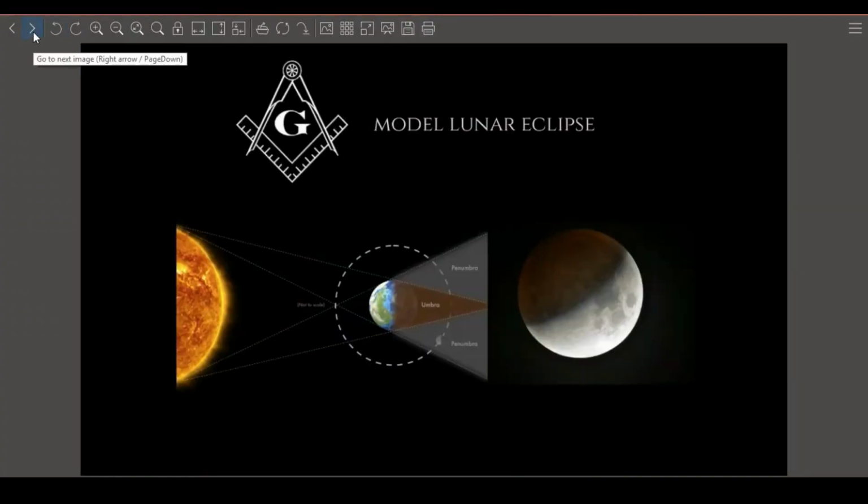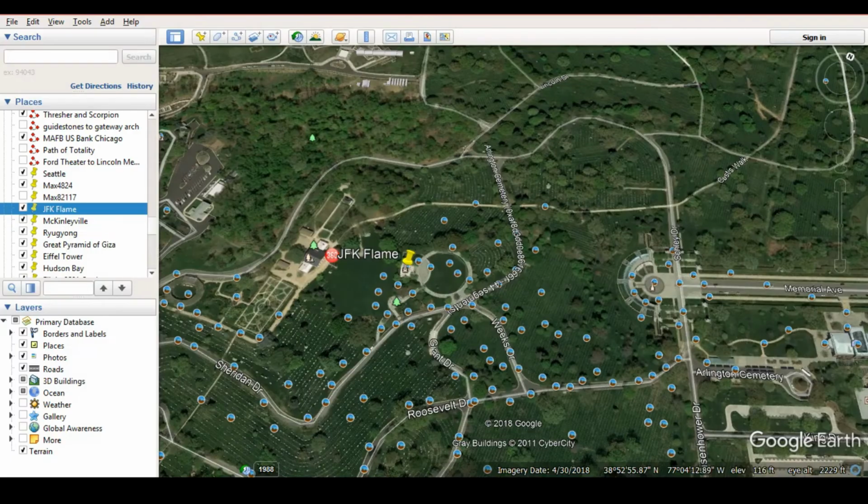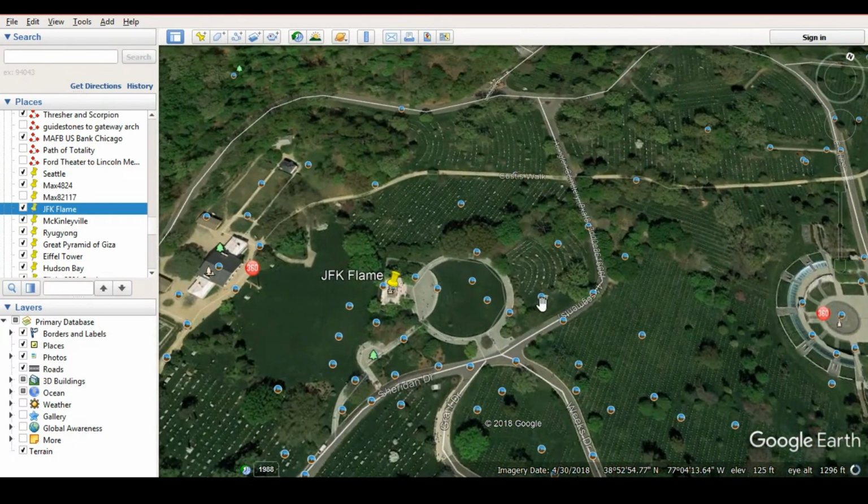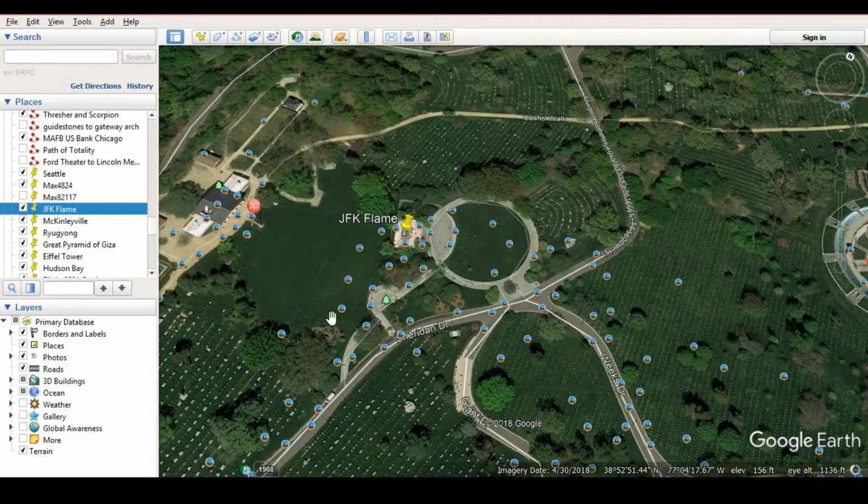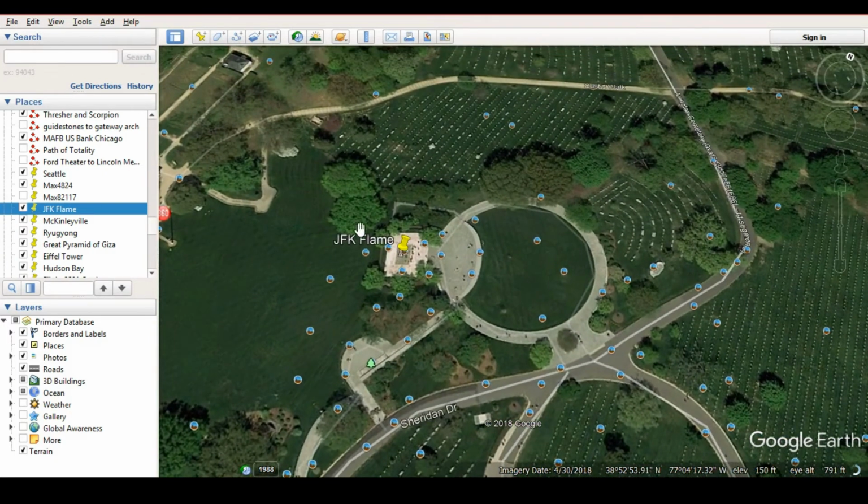And in order to avoid an argument about cosmology, I'm just going to call this the Freemason model of a lunar eclipse. But it's important that I show you this because it's how the JFK tomb is encoded here with the lunar eclipse and the solar eclipse. So the model of a lunar eclipse is we have the sun casts its light onto the earth, and then it forms the eclipse or shadow onto the moon for our lunar eclipse. And if we look at the JFK gravesite here, the eternal flame would represent the sun.